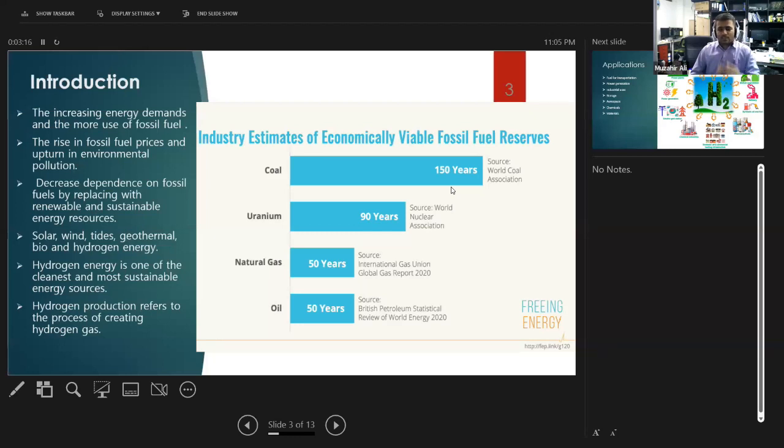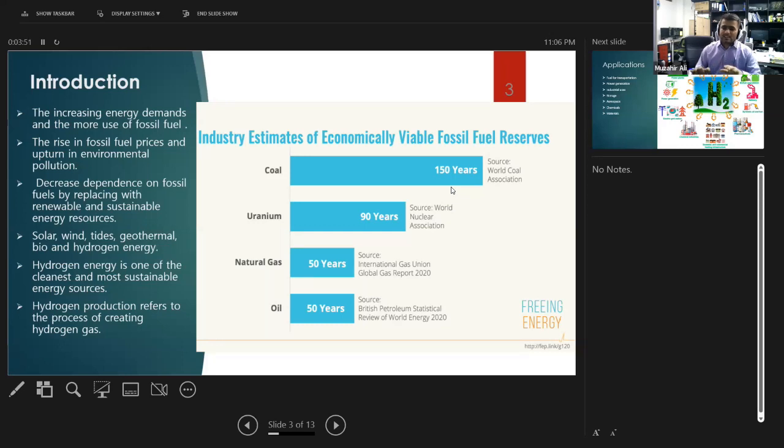Yes, there is one way to decrease our dependence on fossil fuels: by replacing them with renewable and sustainable energy resources. These renewable energy resources include solar, wind, geothermal, bio, and hydrogen energy.